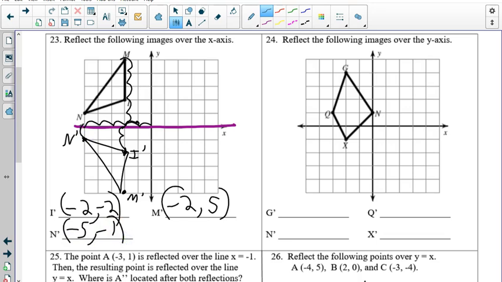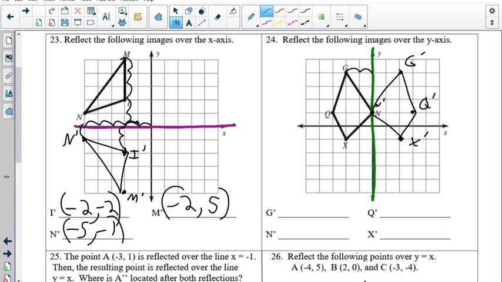Okay, reflect over the y-axis. That's right here. So, N prime is going to stay right here because it's on the line. Now, G, notice, is 1, 2 away this way, so we're going to go 2 over this way. Q is 1, 2, 3 away to the left, so we're going to go 1, 2, 3 to the right, and that's Q prime. And down here, X is 2 away, so we're going to go 2 away this way, X prime.